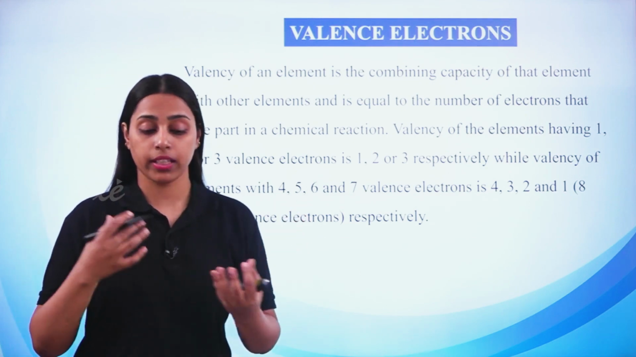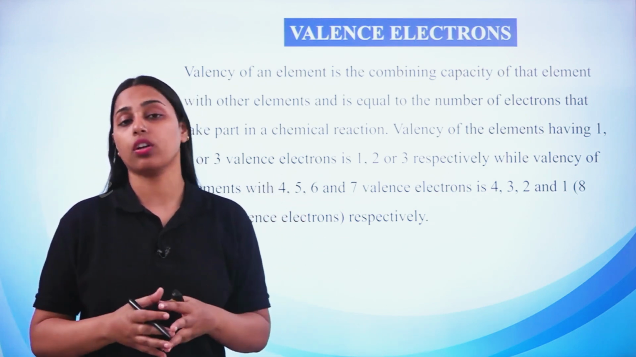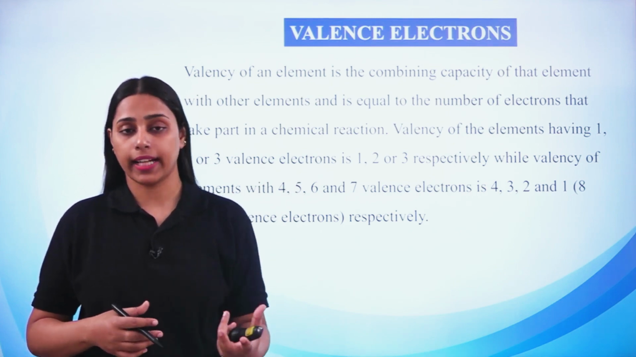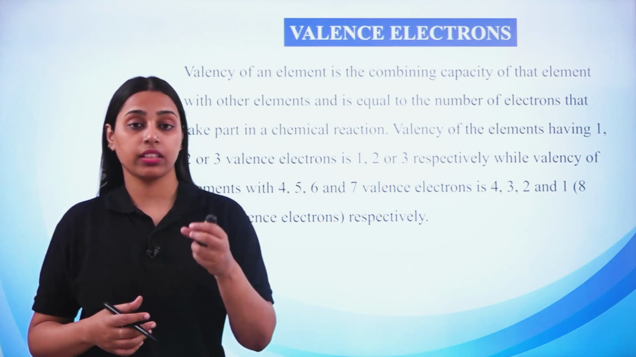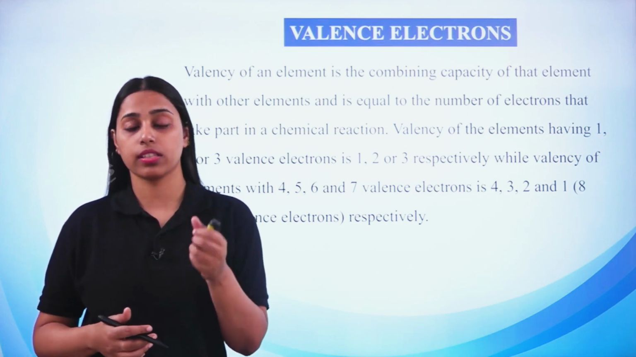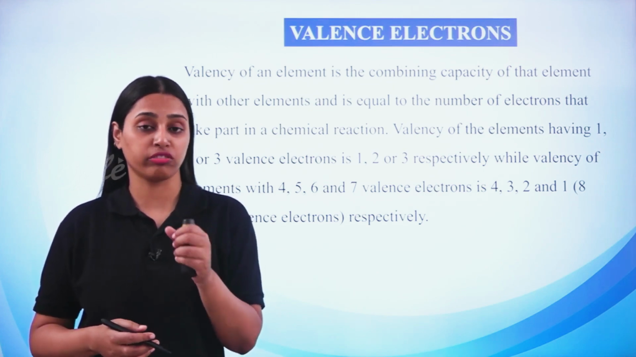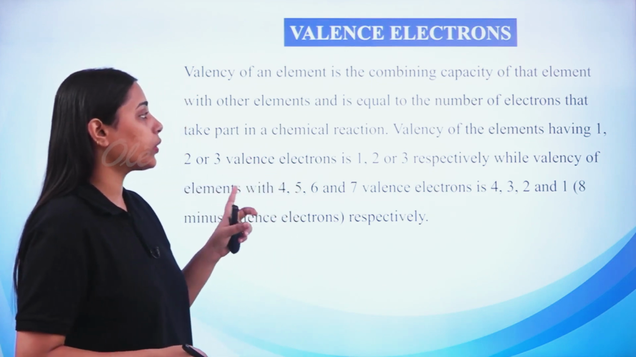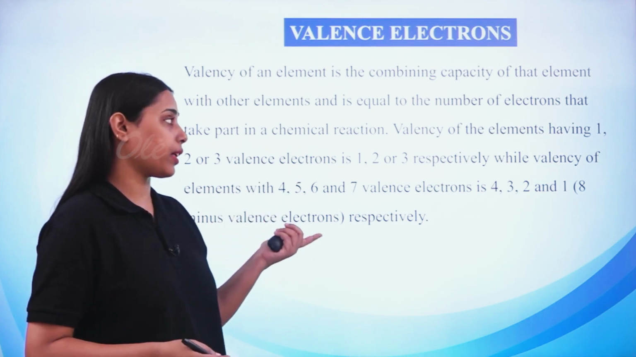So when atoms share, lose or gain electrons, they are actually combining with other atoms. That capacity, the number of electrons taking part in chemical bond formation, constitutes the valency of an element, and it is equal to the number of electrons that take part in the chemical reaction.